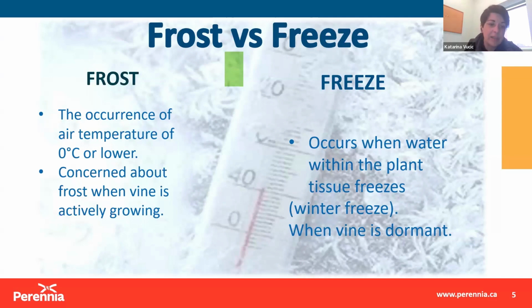With the freeze, when water inside the plant freezes is what we're looking at, and the damage to the vine's vascular system, which leads to long-term vine damage or even death. So in the wine industry, we speak about winter freeze and spring frost events. The formation of the ice crystals can either be intercellular, so the space between the cells, or intracellular, within the cell itself.